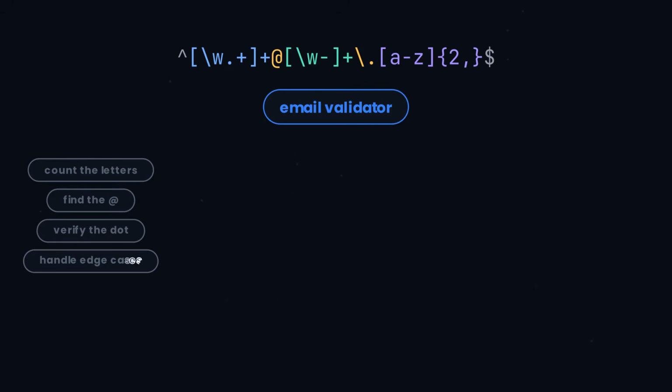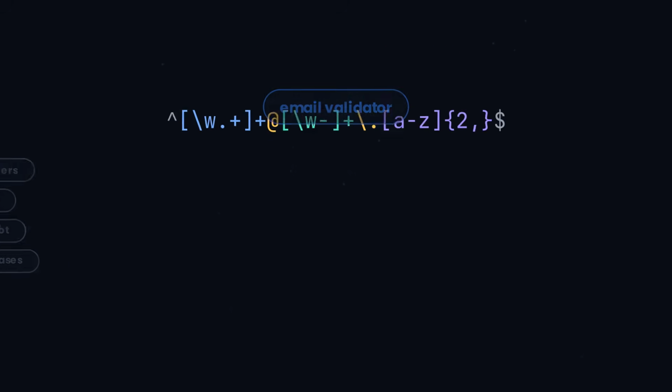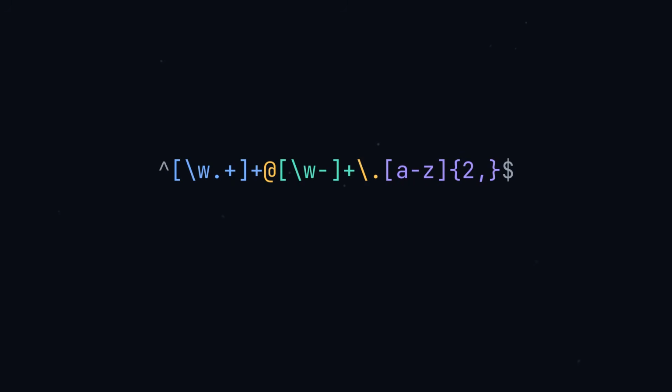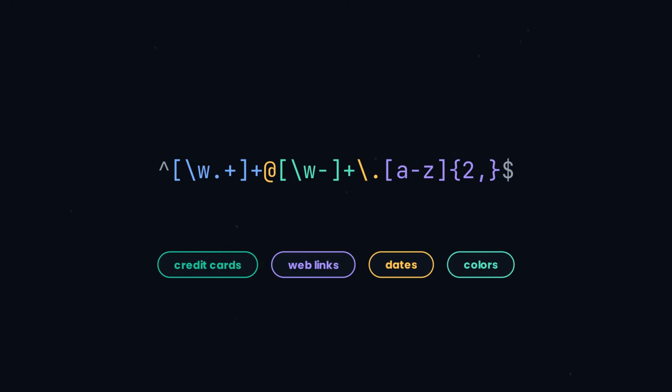Writing that check by hand is brutal. Count the letters, find the @ sign, verify the dot, handle every strange case. Pages of fragile code. This one line quietly replaces all of it. Email is only the beginning. The very same idea validates credit cards, web links, dates, and colors. Almost any shape that text can take.